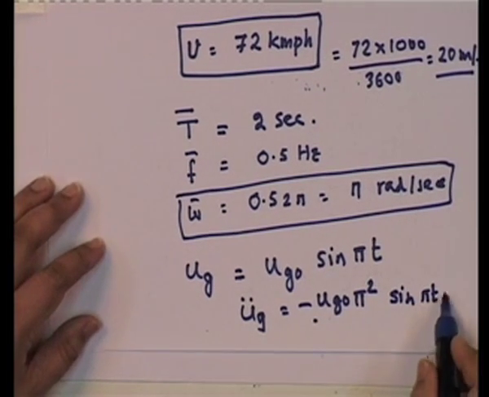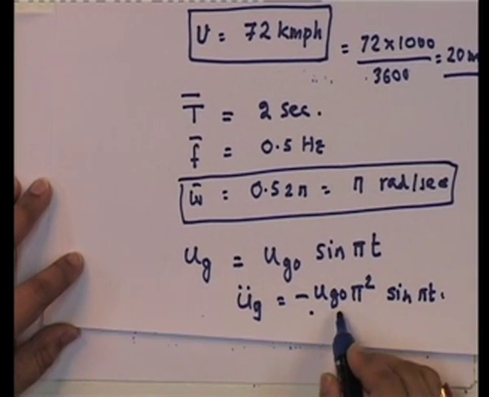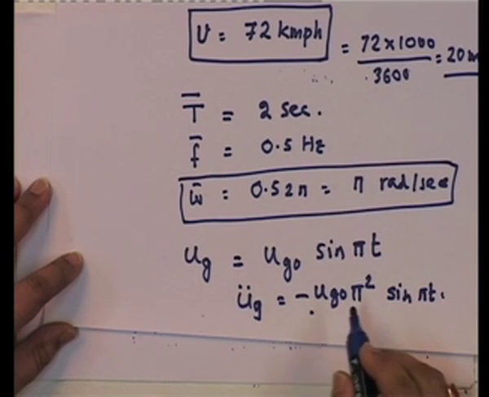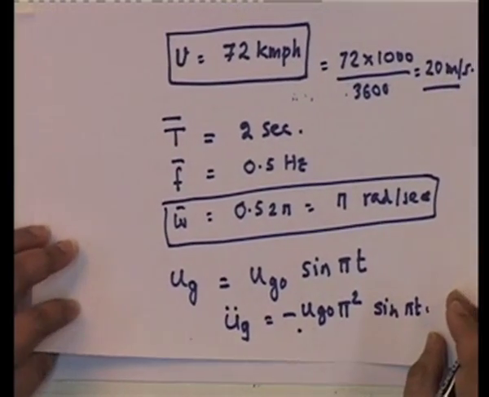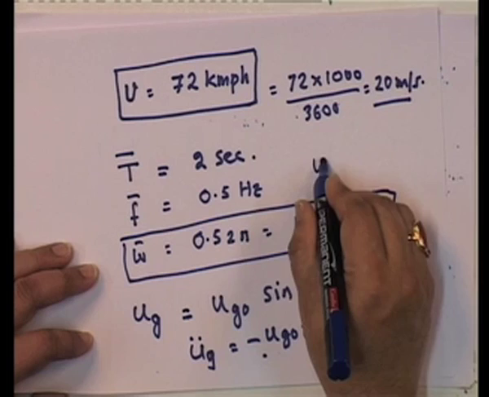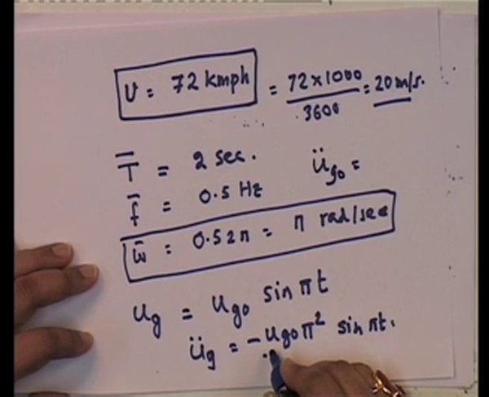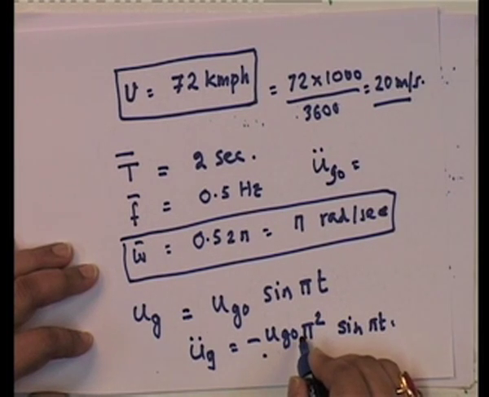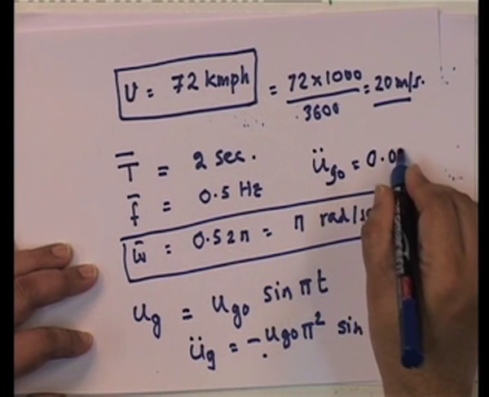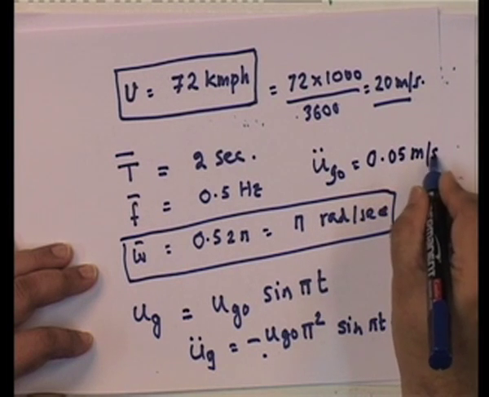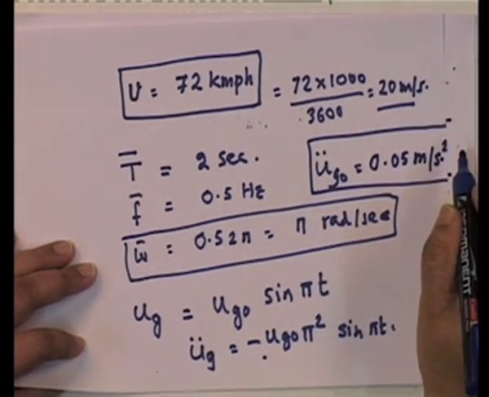The pi squared is because you double differentiate it. And this is 5 millimeter. So, 5 millimeter becomes 5 into 10 to the power of minus 3 meters. Pi squared is approximately 10. So, u double dot g0 is 10 into 5 into 10 to the power of minus 3, which is 0.05 meters per second squared. This is the amplitude of my acceleration.